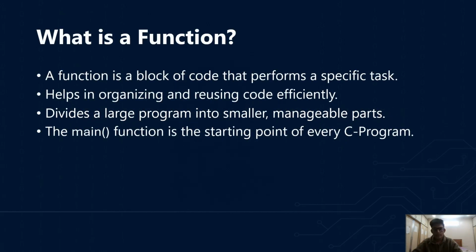So, what is a function? A function in C is a block of code that performs a specific task. Once a function is defined, it can be called multiple times in a program whenever that task is needed. This avoids code repetition and makes programs more modular. In simple words, a function is a set of instructions grouped together to perform a particular operation. For example, the main function in every C program is itself a function, the starting point of execution.